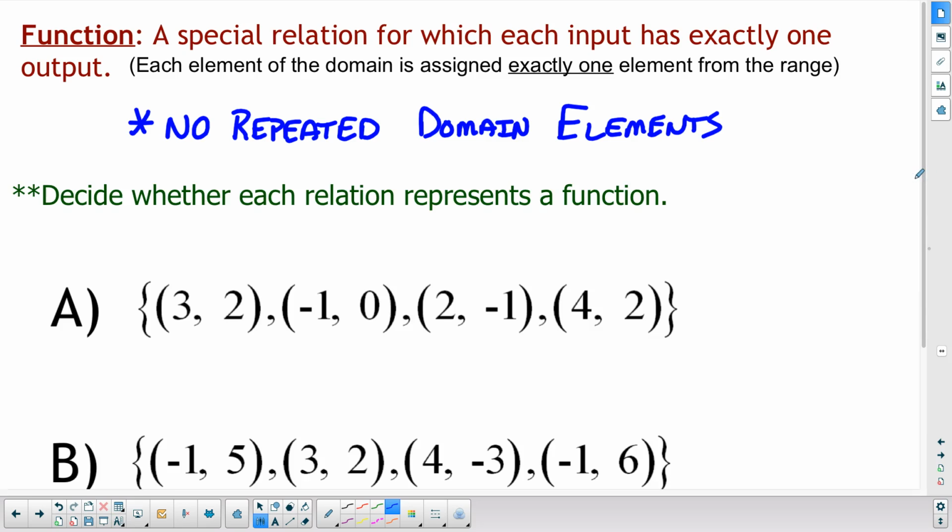So we can look at relations and say, well, is it a function or not? We look at the x values. Here's an x value, here's an x value, here's an x value, and there's an x value. We look at those x values. All of them are different, right? 3, -1, 2, and 4 are all different. So this is a function.